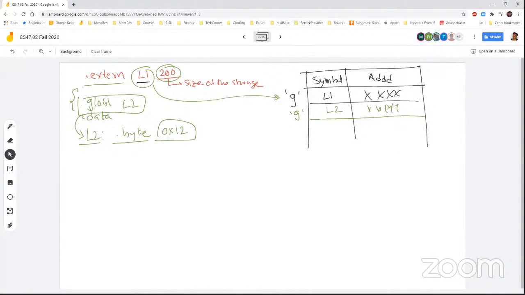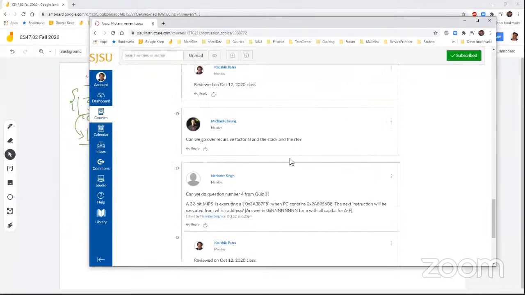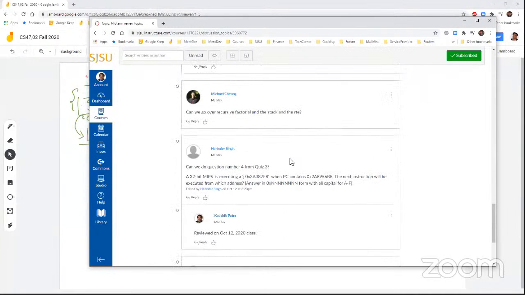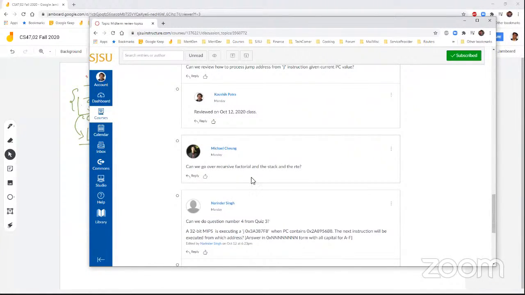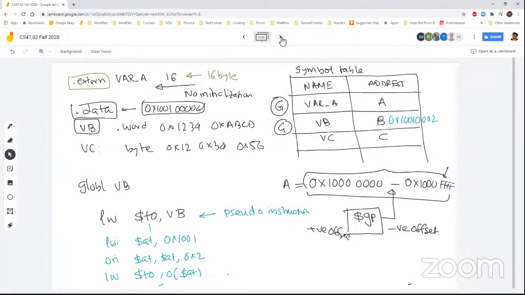Okay. The other question was this one: recursive factorial and stack and the RTE. Yeah, we can pick up the same example we did in the class. Let me see.